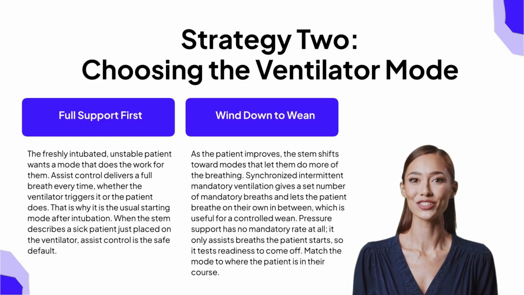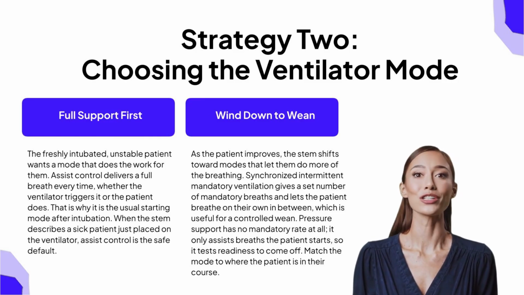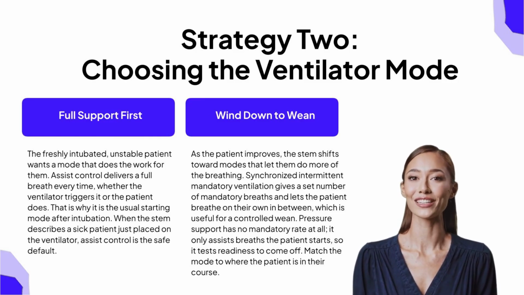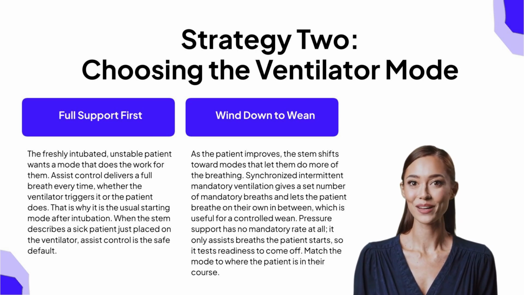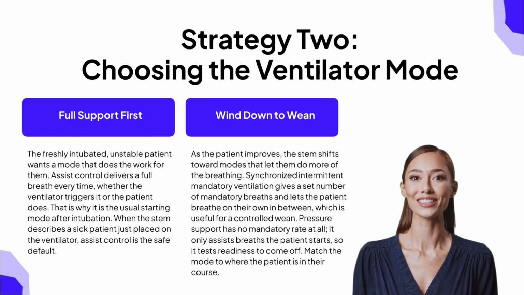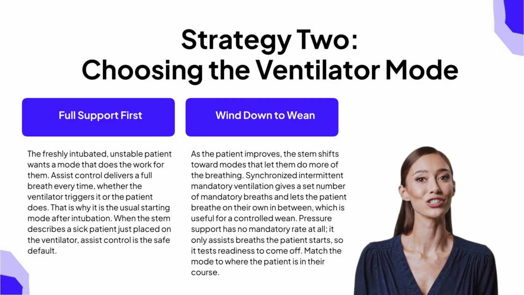Strategy 2 is choosing the ventilator mode, and the trick is to map the mode to where the patient is in their course. There are 3 modes you must know cold. Assist control delivers a full, complete breath every single time, no matter whether the machine triggers the breath or the patient does. Because it does the most work for the patient, assist control is the standard starting mode right after intubation, and it is the safe answer when the stem describes a sick, freshly intubated patient.